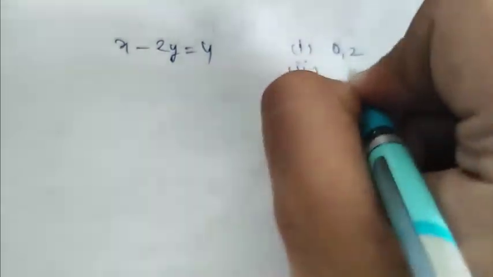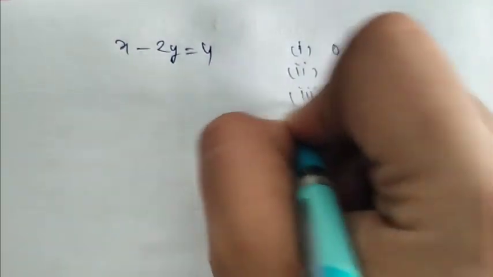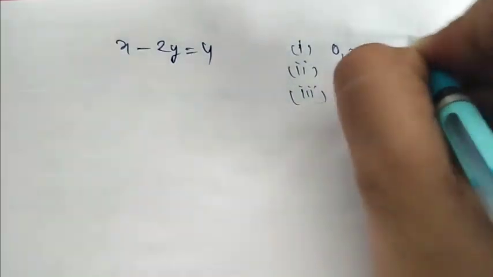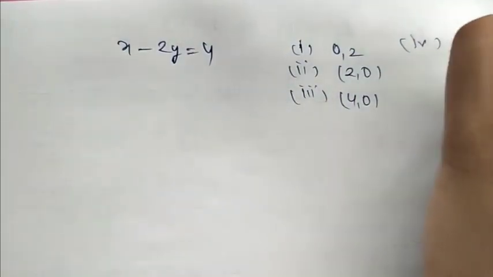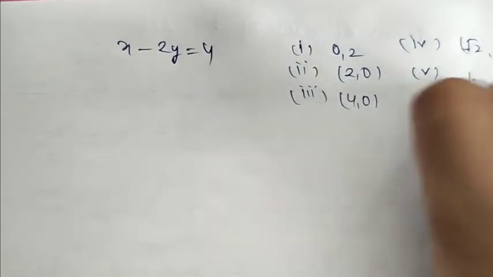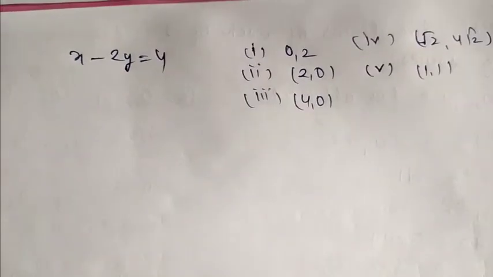Now we have our third question. Third question is, check which of the following are solutions of the equation. We have to find the solution of equation x minus 2y equals to 4. Okay, and we have multiple values over here. First one is (0, 2). Second is (2, 0). Third is (4, 0). Fourth is (root 2, 4 root 2). And fifth is (1, 1).